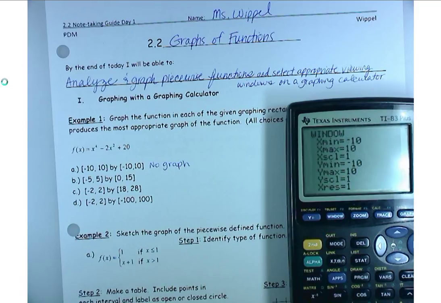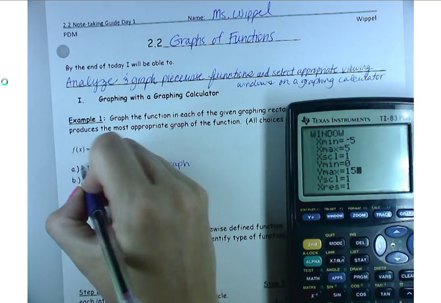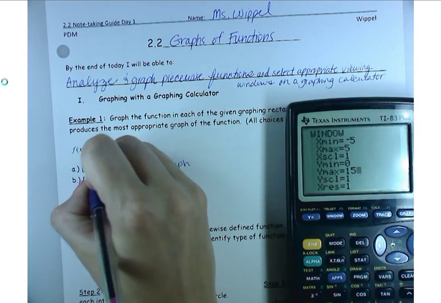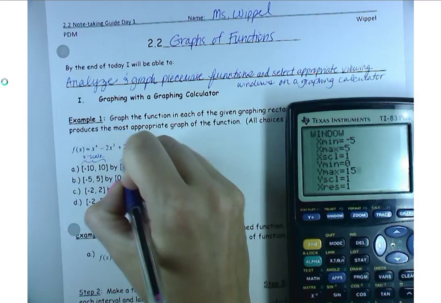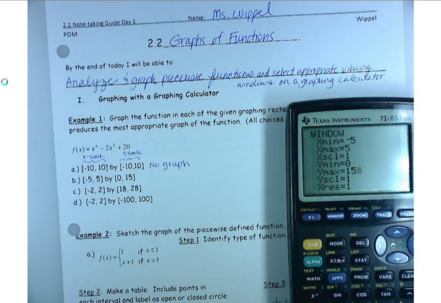You have negative 5 to 5 for your x's, and then your y's are 0 to 15. Whenever you're given these, you'll always be given the x scale first. So this is your x scale, and this is your y scale. Okay, and then my y is 0 to 15. I'm just going to keep it to go by 1s. I'm going to hit graph.